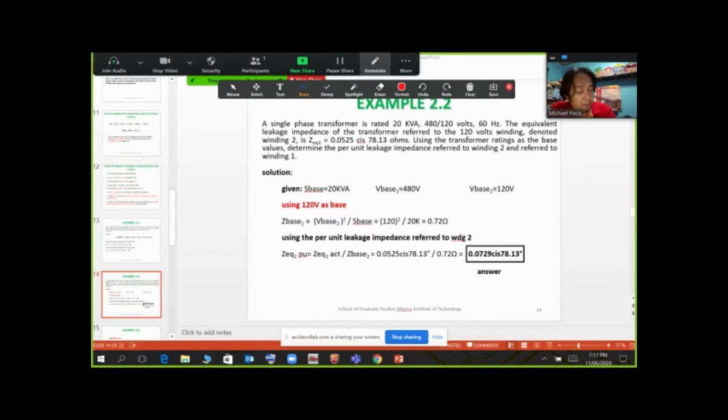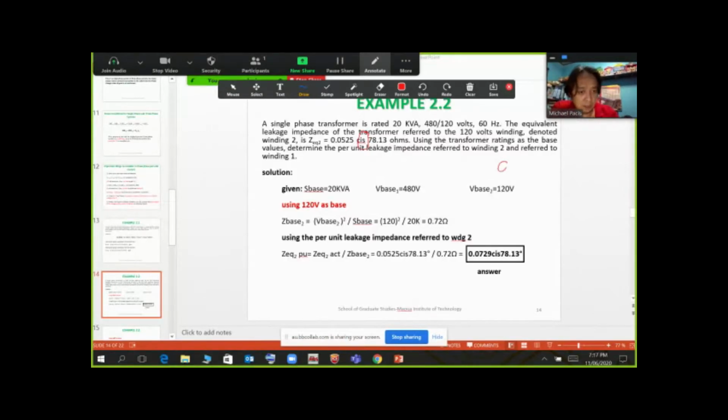Let us read the problem first. You have a single phase transformer rated 20 kVA, 120 volt, 60 hertz. The equivalent leakage impedance of the transformer referred to the 120 volt winding, denoted as winding 2, is ZEQ equal to 0.0525 cis 8.30. Using the transformer ratings as the base values, we need to determine the per unit leakage impedance referred to winding 1 or winding 2. Before we proceed, you have a cis here.